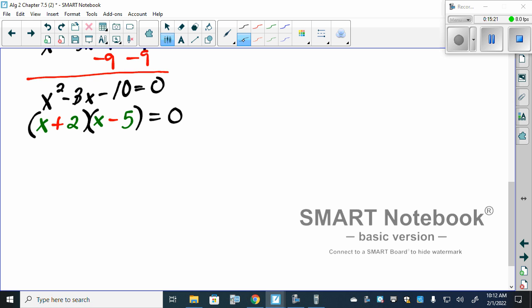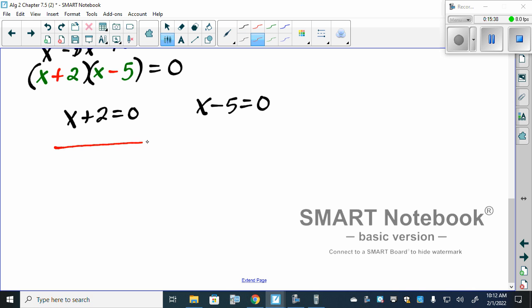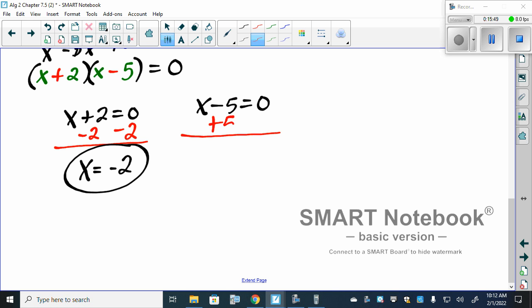Now at this point here, we do have two things multiplied together that equal 0, so one of them must be 0. So either x plus 2 is 0, or x minus 5 is 0. So for x, we would subtract 2 from both sides, telling us x is equal to negative 2. And here we're going to add 5 to both sides, telling us x is equal to 5. So we have negative 2 and 5.